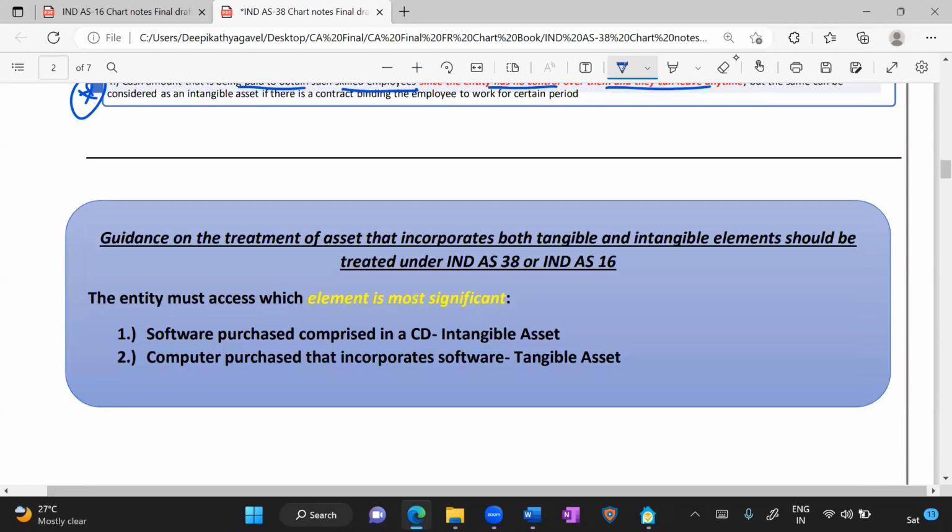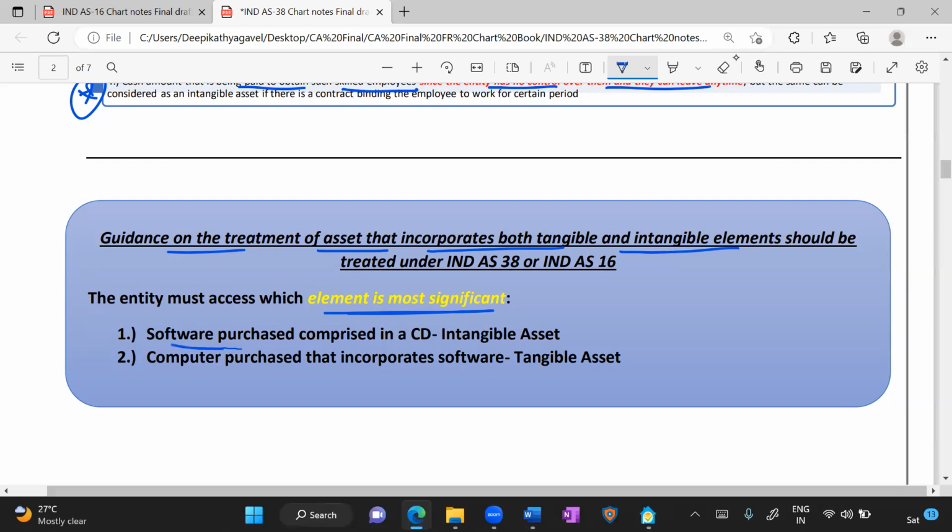Now let's read a guidance note on the treatment of an asset that incorporates both tangible as well as intangible elements, and how it should be treated, whether under IND AS 38 or under IND AS 16. The entity must ascertain which element is more significant here. Two examples are given here. Let's look at them to get more clarity.